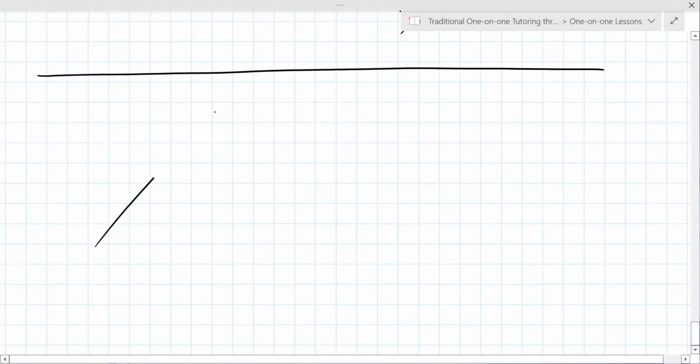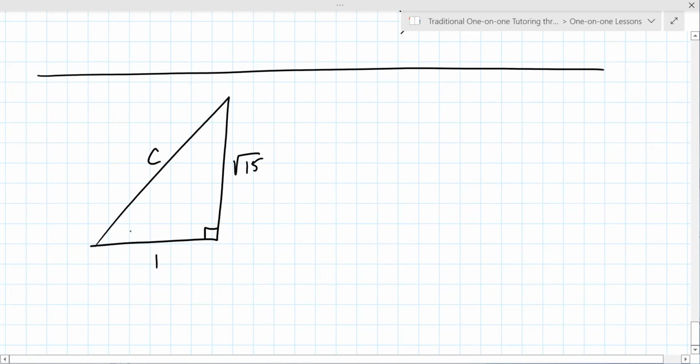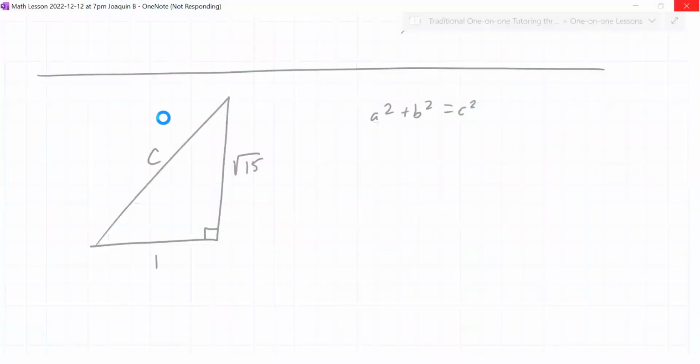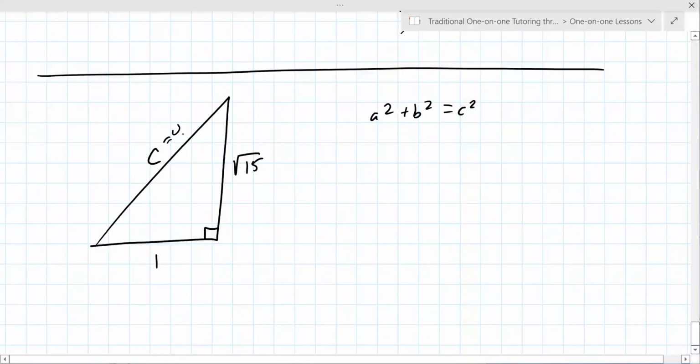All right, let's make a slightly different triangle. So let's say that this is the square root of 15 and this is 1. Could you find side C for us, please? Square root of 15, so you would do Pythagoras: 1 squared plus 15 equals C squared. So C squared is 16, so C is 4. Very good. C is 4. Good.